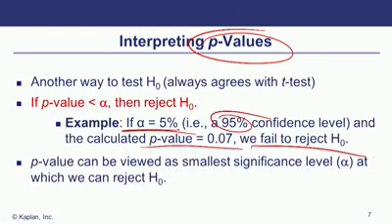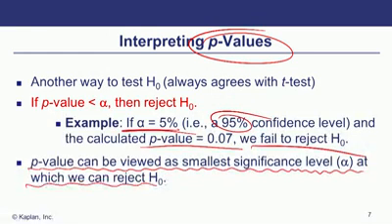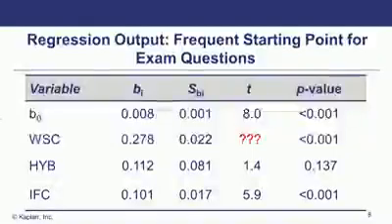Also, whilst correct, this statement is probably of lesser significance to us, but p-values can be viewed as the smallest significance level at which we can reject the null hypothesis. I think that by far the more useful way to remember p-values, however, is the comparison to alpha.